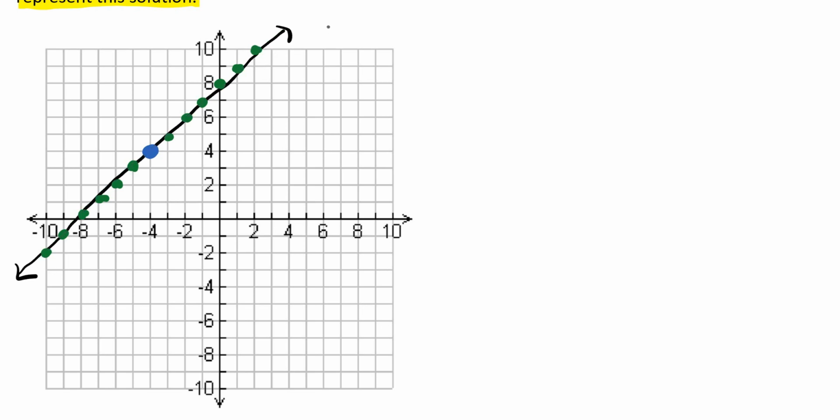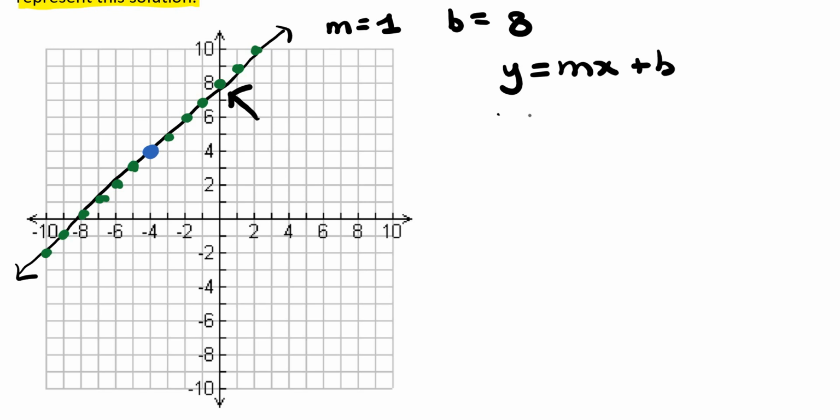Well, for this linear line, I know the slope is equal to 1, and the y-intercept, which is the b value, is going to take a value of 8. So if I write the linear equation y equals mx plus b, we know the slope here is going to be 1, so 1x plus 8. All right, so that's the equation of that linear line.